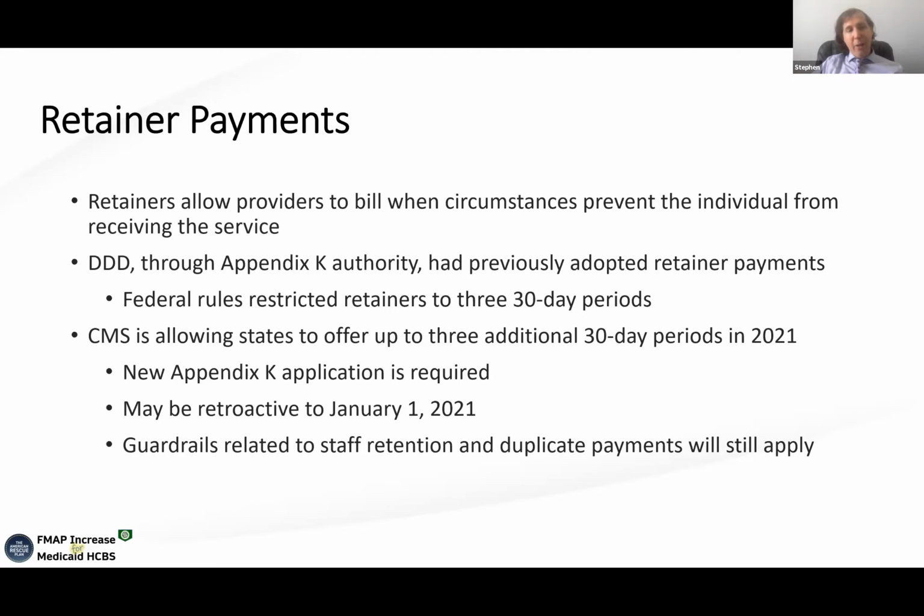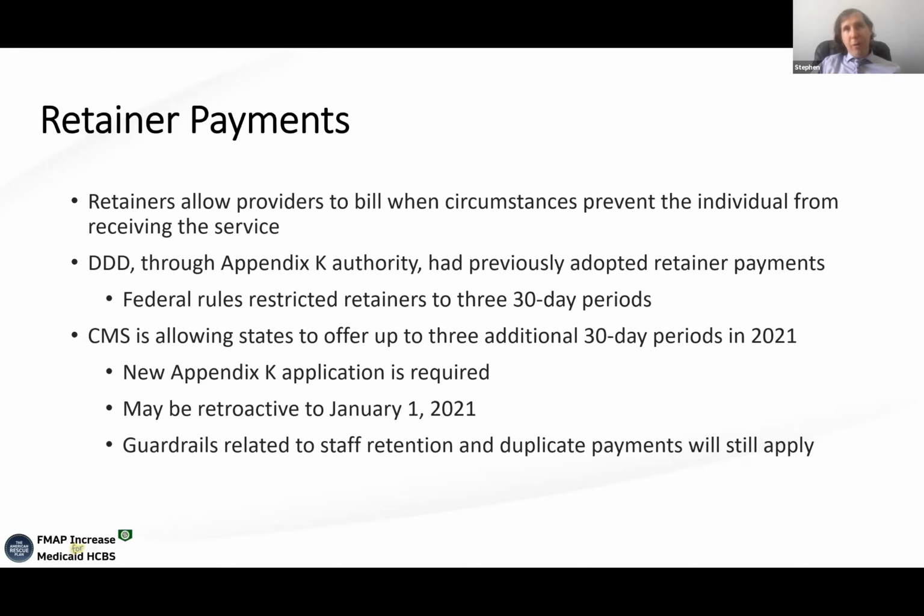And they recognize that, and they're giving additional flexibility to states now to establish a new period of 30-day periods of retainer billing. Again, that doesn't certainly cover the full length of time that providers have been grappling with the pandemic, but it's more flexibility than has ever been offered before for retainer payments. So if Hawaii or any other state chooses to adopt that option, a couple of rules still apply. First, there'll have to be a new application to the federal government to seek approval, which we anticipate would not be a problem, but still a requirement.